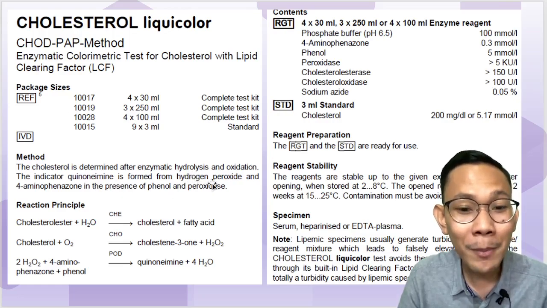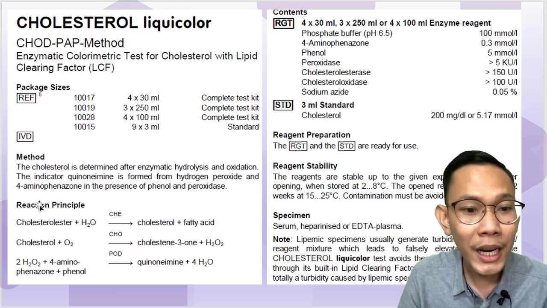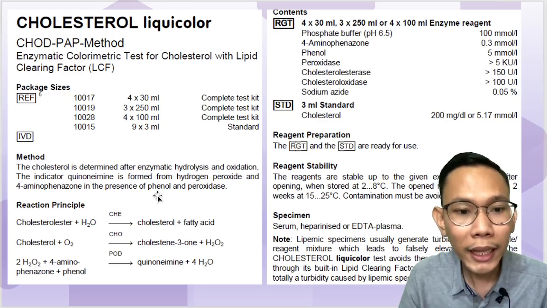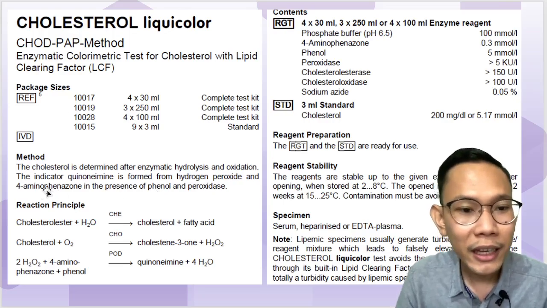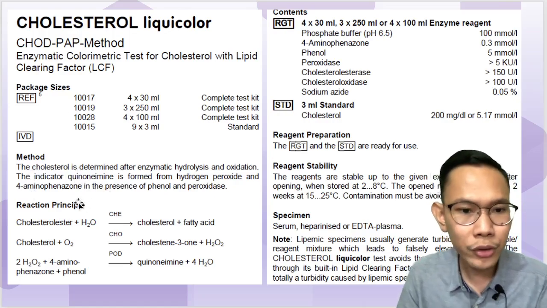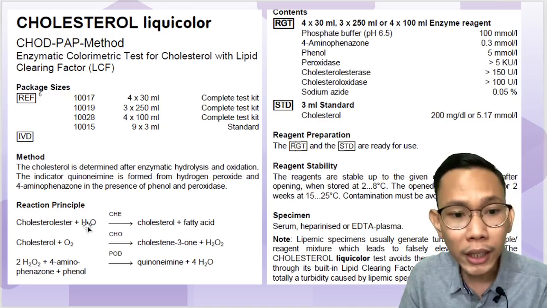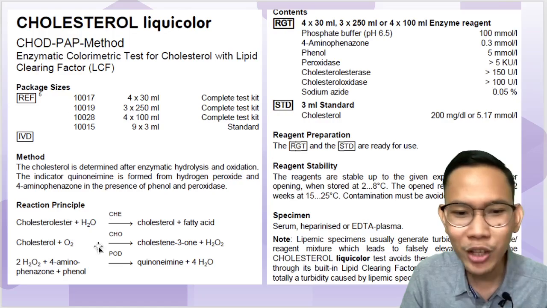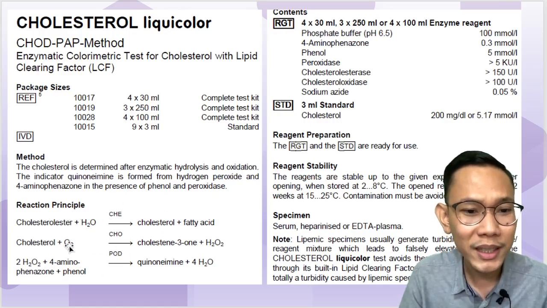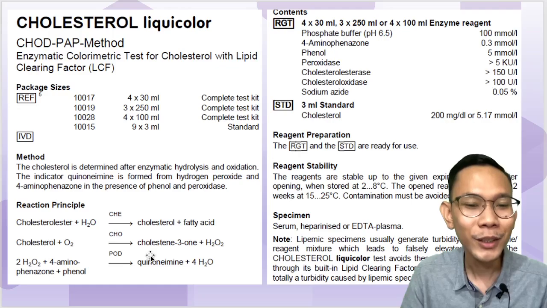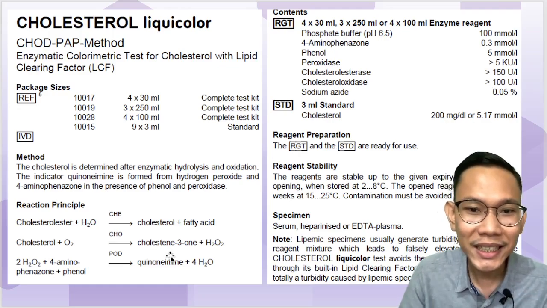Quinoneamine is formed from hydrogen peroxide and 4-aminophenazone in the presence of your phenol and your peroxidase. So again, remember your indicator, your quinoneamine. So the reaction principle, your cholesterol plus your water. Okay, I don't need to explain the reaction principle anymore because I discussed this a while ago. Basta, ang ating indicator for the presence of your cholesterol is your quinoneamine. Again, gets na natin.